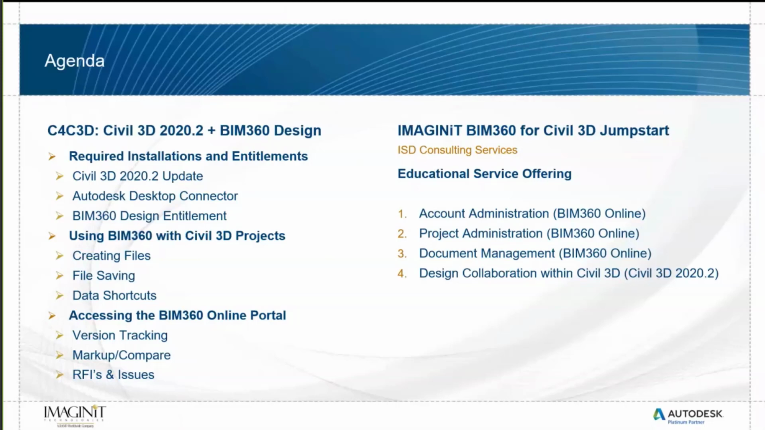There are two different areas where you'll be working in if you choose to move to BIM 360 design with Civil 3D. One will be with the BIM 360 online portal. That's where you'll be able to access your BIM 360 hub. And that's actually where all of the files will be saved when working from the cloud.